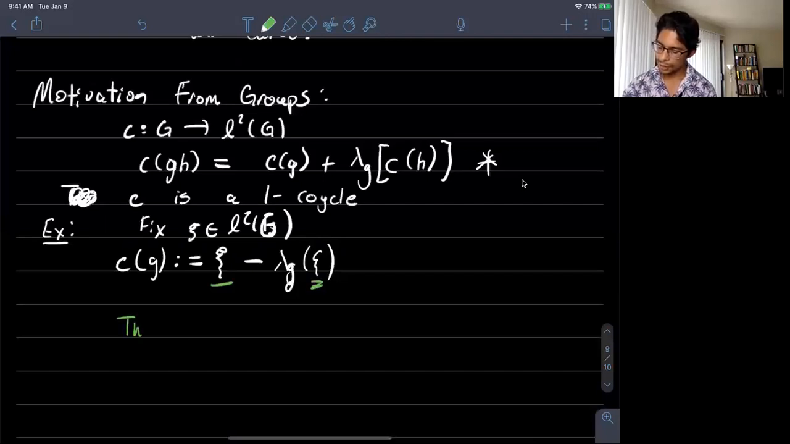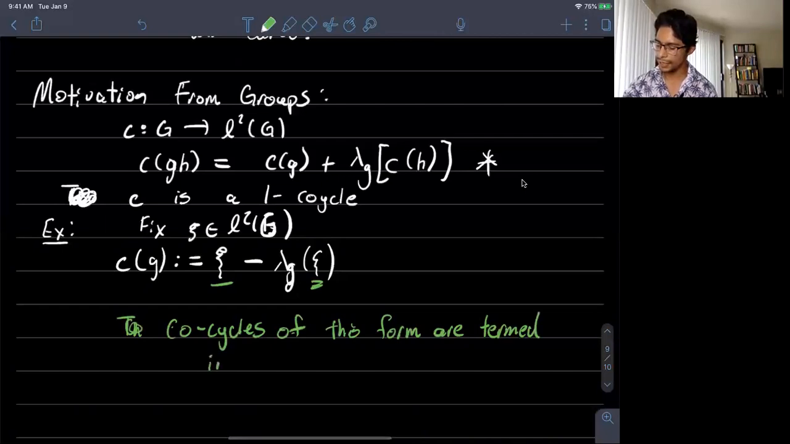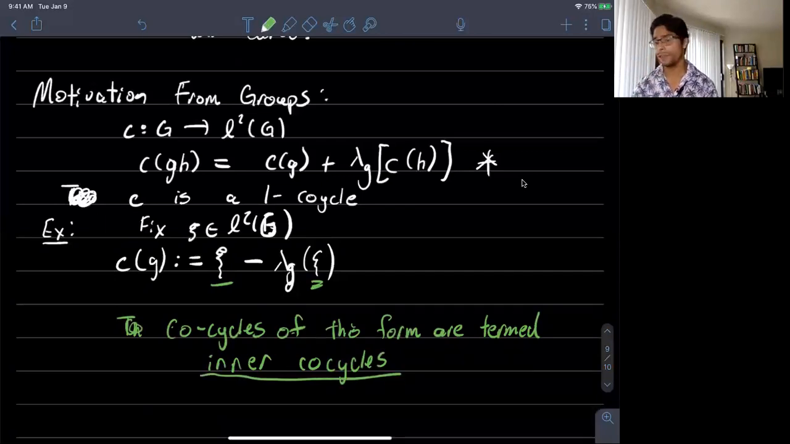So cocycles of this form are termed inner cocycles. So in some ways, these are our trivial cocycles. And earlier we talked about property T sort of being this trivialization. That's going to show up in a minute.